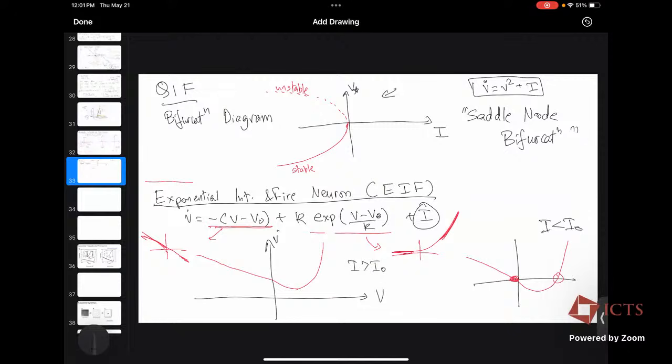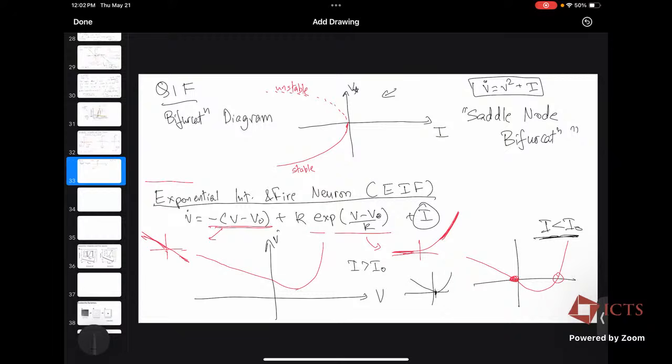Now we wrote an exponential integrate and fire model that looks kind of more complicated, but I won't go into too many details. But hopefully you can see that at I equal to I naught, when my curve looks like it's just touching the x-axis, I can do some Taylor expansion about this point, right? Because this has some minima, I can do some Taylor expansion and the dominant term will be a quadratic term, right? And then varying my current will take this quadratic term and move it up and down.